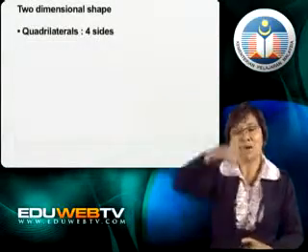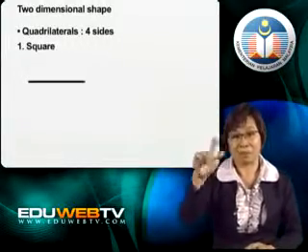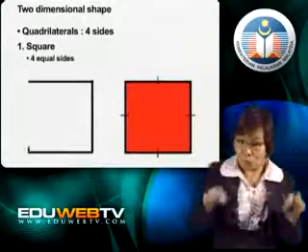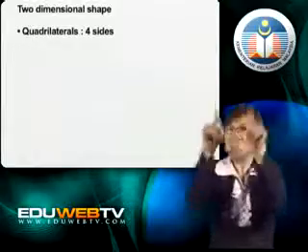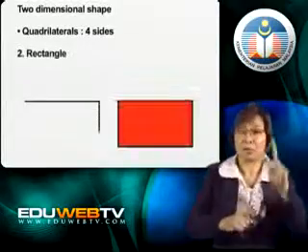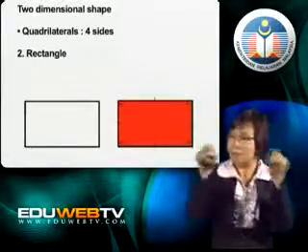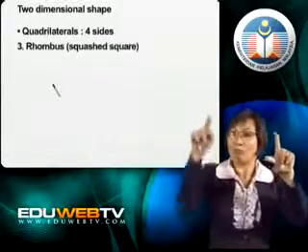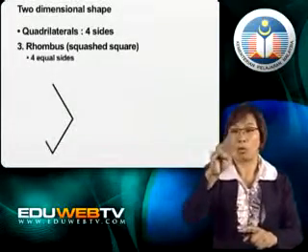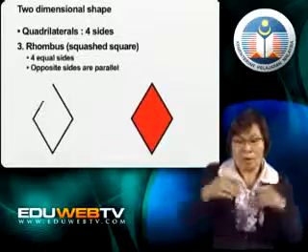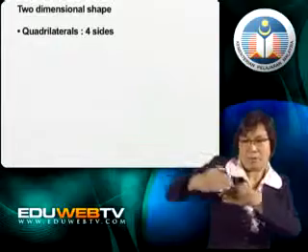A quadrilateral shape has 4 sides. Some of the quadrilaterals are 1. Square, which has 4 equal sides and 4 right angles. 2. Rectangle, with 2 pairs of equal sides and 4 right angles. 3. Rhombus or squashed square. This shape has 4 equal sides where opposite sides are parallel and opposite angles are equal.